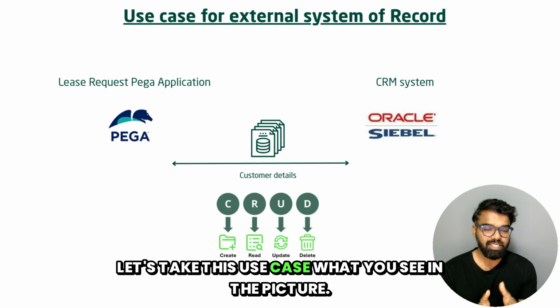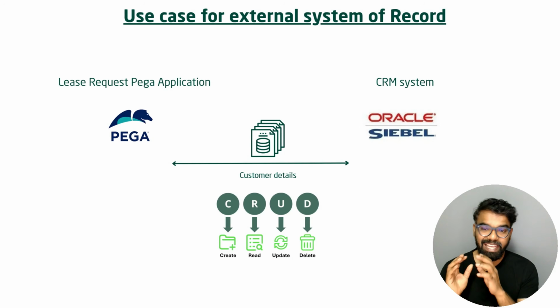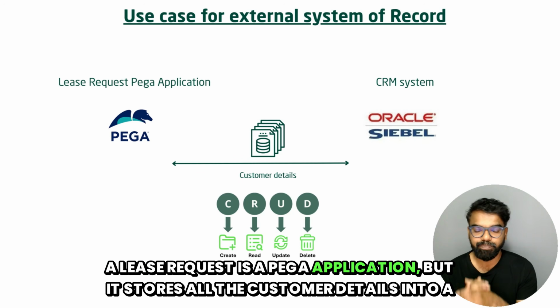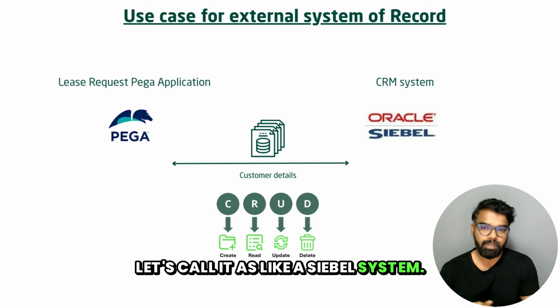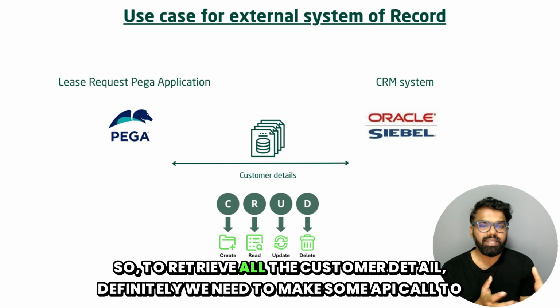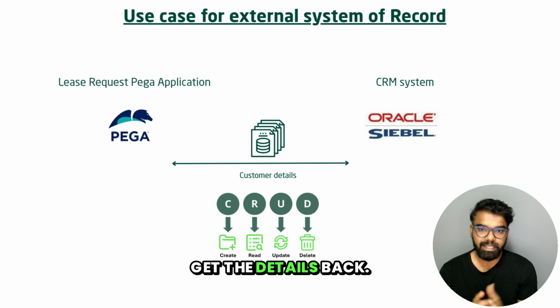Let's take this use case, what you see in the picture. Elise Records is a Pega application, but it stores all the customer details in a CRM system. Let's call it a Siebel system. So to retrieve all the customer details, definitely we need to make some API call to get the details back.